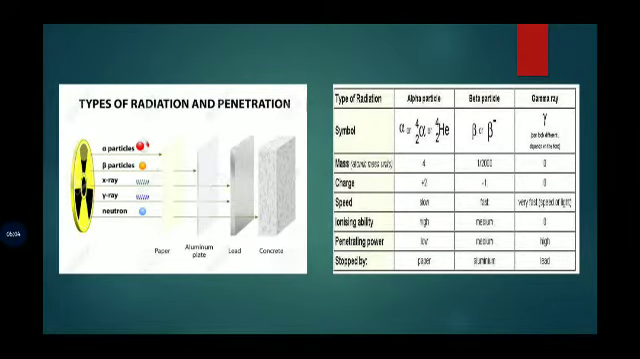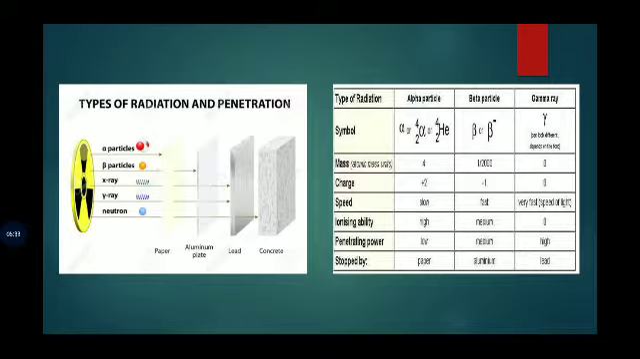These are the two different photographs which define the types of radiation and penetration. Alpha particles are the heavier ones, so they have low energy, low vibration, and cannot penetrate into deeper objects. Beta particles have a bit higher penetration power, followed by X-rays and gamma rays, which have considerable or somewhat equal penetrating power, followed by the neutrons.